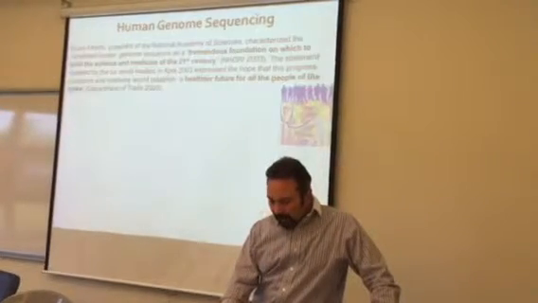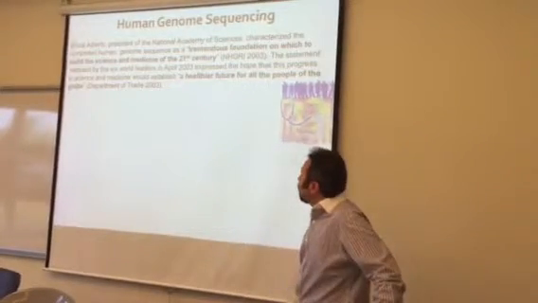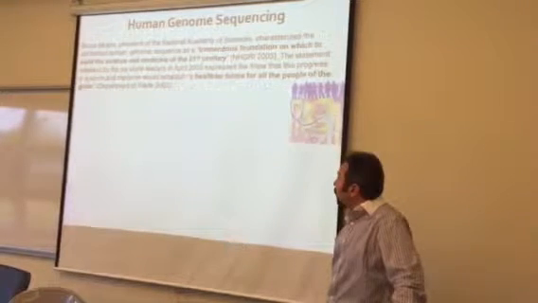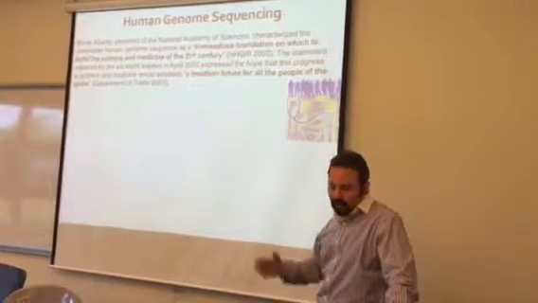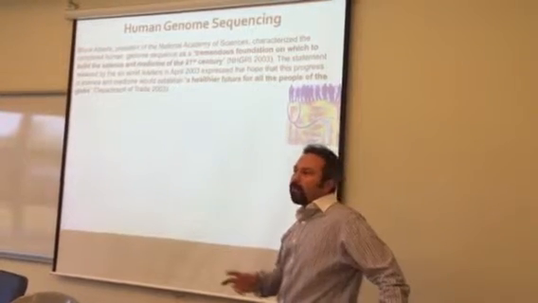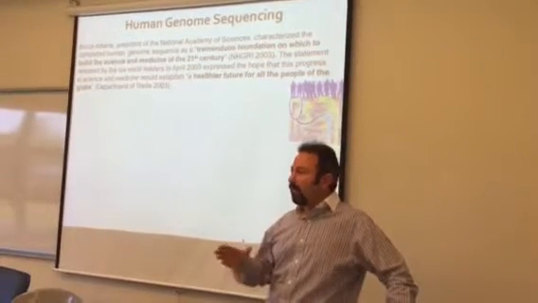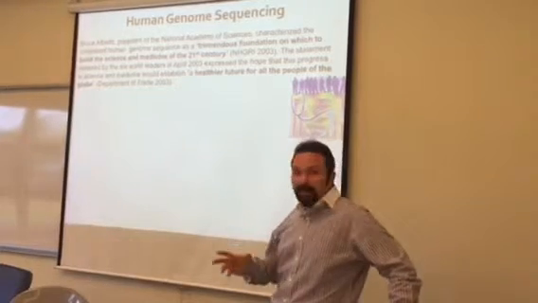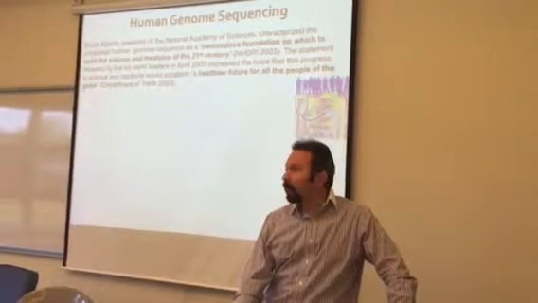So when we look at human genome sequencing, it started really early. Bruce Alberts, president of the National Academy of Science, talked about how sequencing of the human genome is going to help a lot to humans and medicine as well for the 21st century.